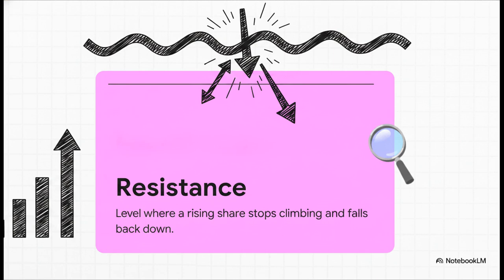And on the flip side of that, we have resistance. So if support is the floor, resistance is the ceiling. It's the exact price level where a rising share stops climbing and falls back down. The price surges up, hits this invisible barrier, struggles to break through, and bam, sellers push it right back down. It's the upper limit of the current price action.